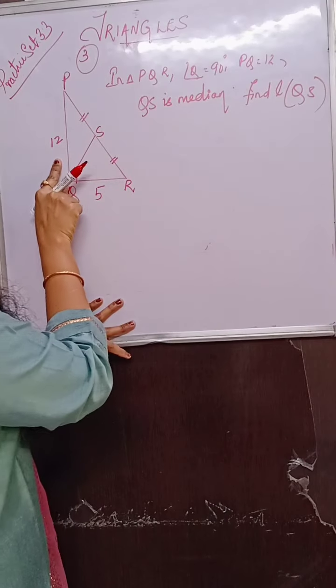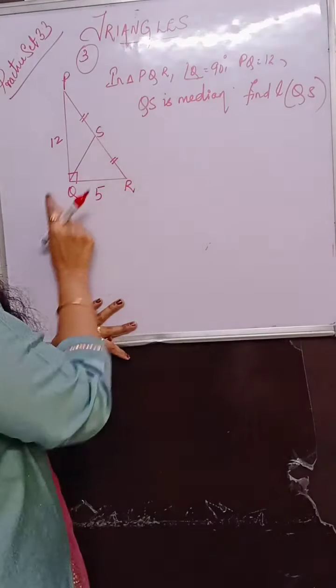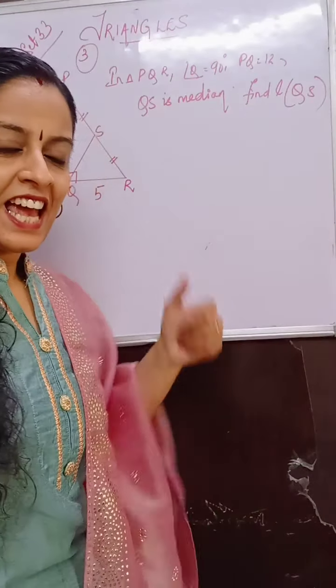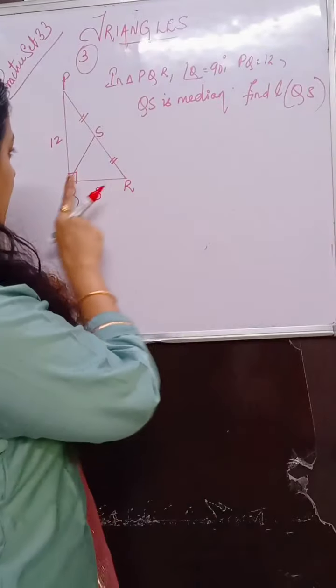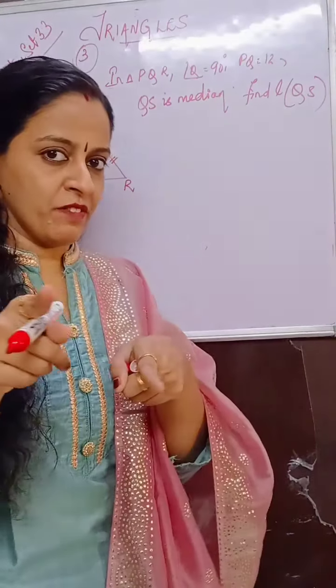PQ is equal to 12 and then QR is equal to 5. QS is the median. Right angle triangle, median. And where is this median drawn? Median on what? On hypotenuse. So, property we are going to use.